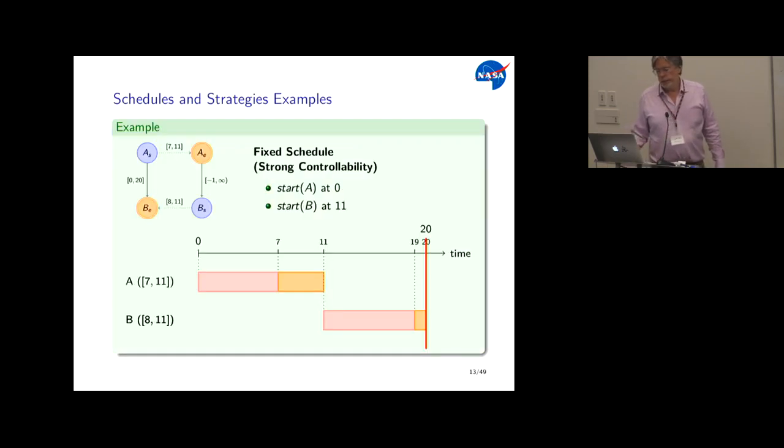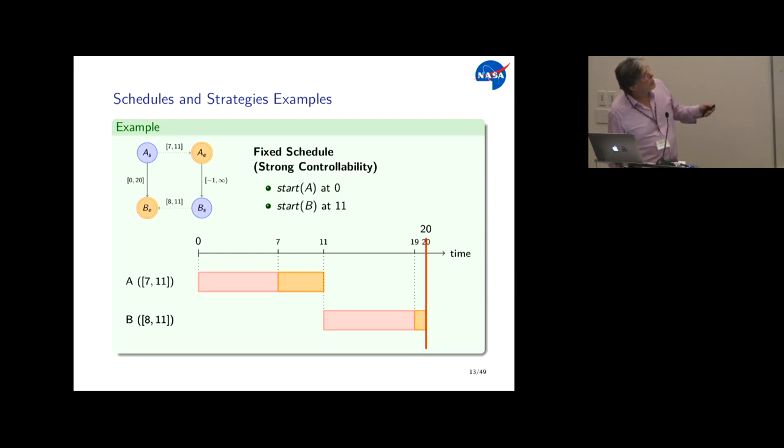Okay, so here's the three examples. This is strong controllability. Notice strong controllability involves a schedule. Here's the problem, and here's the schedule. The planner is going to start A at zero, and start B at 11. No matter what nature does, we're going to be fine. Okay, and you can kind of see that if you work this out.